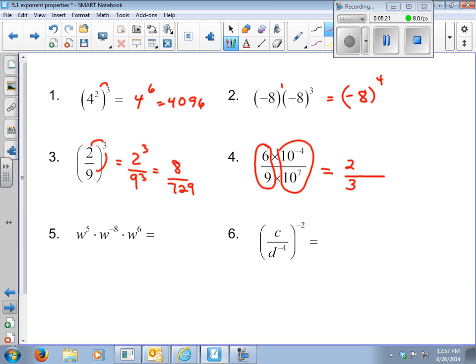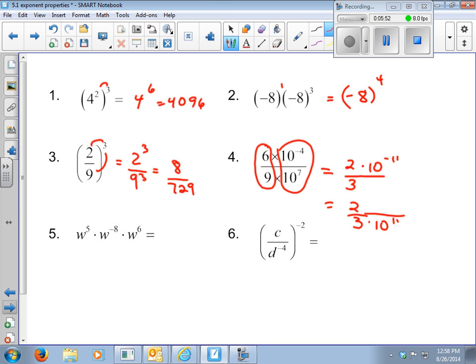And then look at the second piece, 10 to the negative 4 over 10 to the 7. You could look at this one as its own piece. Quotient property tells you to subtract your powers. 10 raised to the negative 4 subtract 7 is negative 11. And now you have to know the negative rule, which again, you can't leave negative powers. So the 10 is going to flip upside down, which actually puts it in the bottom. And then it's no longer a negative power. 2 over 3 times 10 to the 11th.